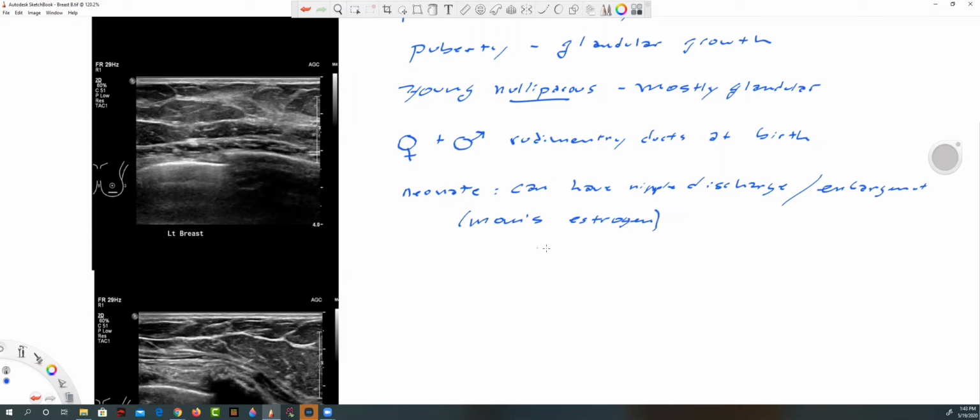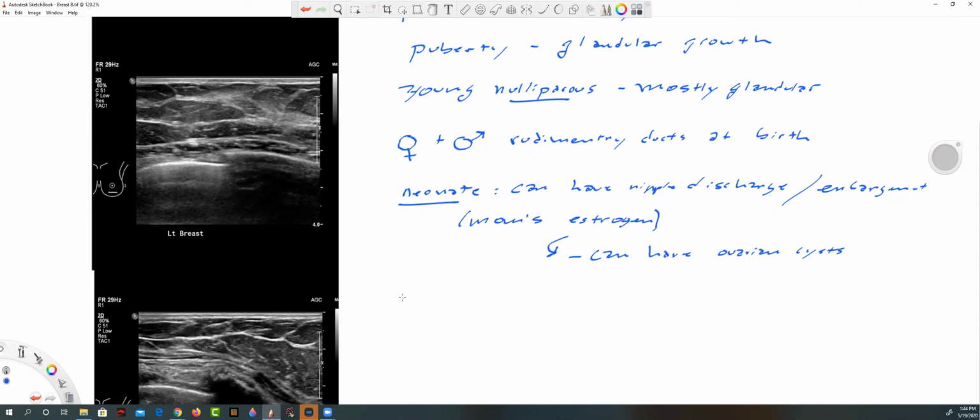By the way, not in this chapter, but females can have ovarian cysts in utero and neonates as well for the same reason, estrogen. And then they go away. In both cases, this is a normal thing. It just goes away.